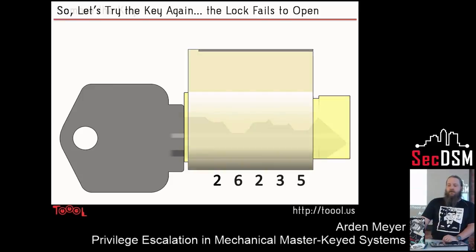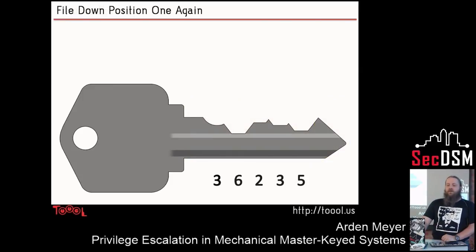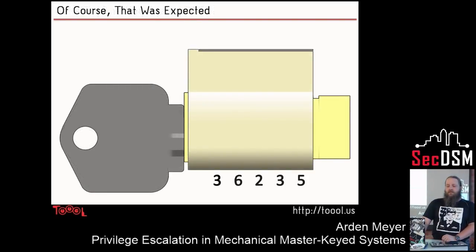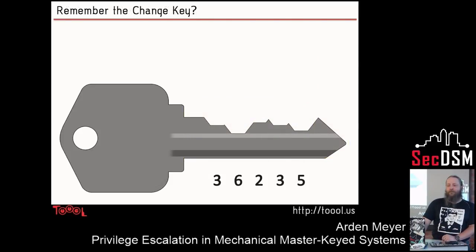Lock still doesn't open. Wash, rinse, repeat. We remove the key. We file it down one more position. We try it again. Hey, it opens. But anybody surprised that opened? Nobody was paying attention to what the original key was. We've just replicated the original key.